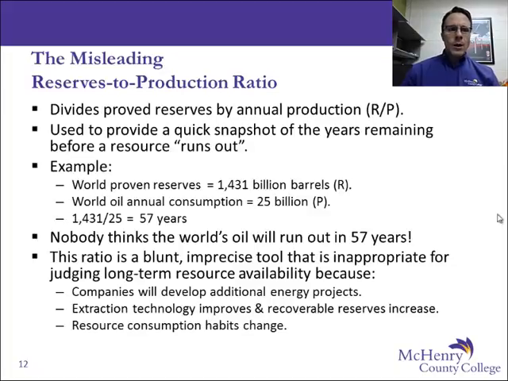So right now in the world, we have the world proven reserves of 1,431 billion barrels. That's the R in the reserves to production ratio. And annually, the world consumes about 25 billion barrels. That's the P in the reserves to production ratio. So the division problem is very simple, very straightforward. You simply divide the R, which is 1,431, by the P, which is 25, and you get a shocking 57 years of petroleum left. Now, nobody actually thinks that the world's going to run out of oil in 57 years.